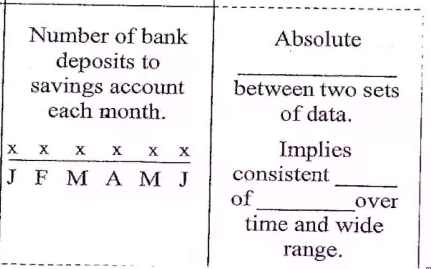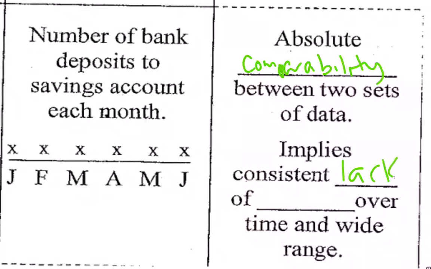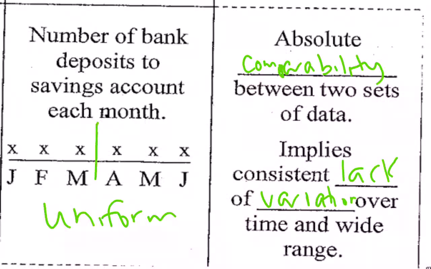Say I don't have any differences, then we would say that it has absolute comparability between the 2 sets of data, and it implies a consistent lack of variation. So we would call what's on the left a uniform distribution. It's also symmetric because if I cut it down the middle, it ends up being a mirror image of itself.